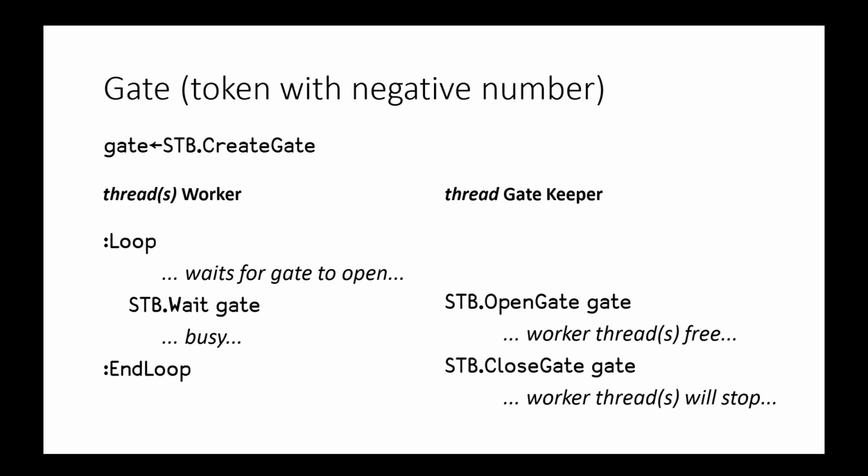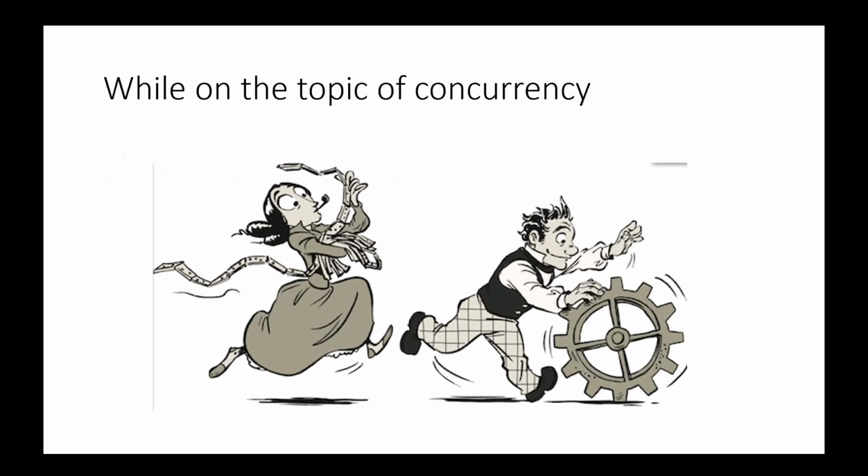Next object, the gate, which is really the latch, except the latch is a one-shot gate. The gate, when opened, doesn't remove the token, because it's basically a token with a negative number. So this thing keeps looping until the parallel thread closes the gate, in which case the worker thread then stops at the wait until the gate is opened. What happened?